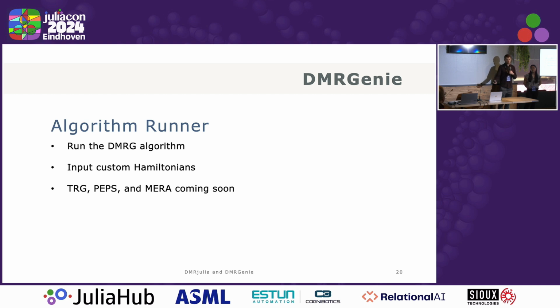With the full release of DMRjulia, we will be implementing some of the algorithms which Dr. Baker talked about, such as TRG, PEPS, and MERA. And you can also input custom Hamiltonians. So any physical system that you can find in a paper, you can just plug right into this website very easily.